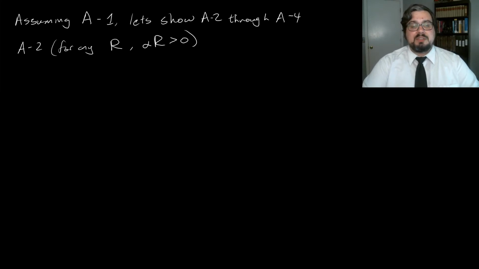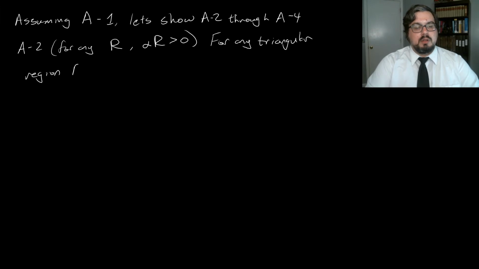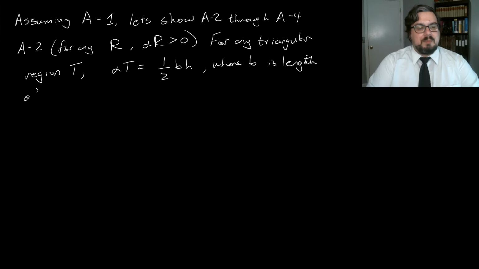So for that, we note that for any triangular region T, we have that the area of T is 1/2 times BH, where B is the length of a base of the boundary of T, and H is the corresponding altitude, or the length of the corresponding altitude.